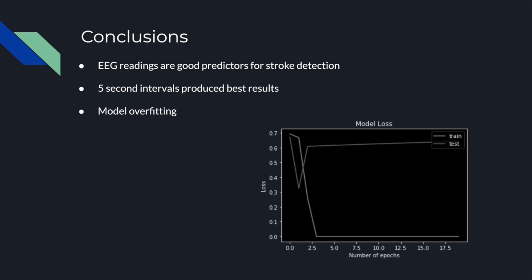We had several conclusions from working and processing EEG data. We found that EEG readings are a very good predictor for stroke detection. Because of how distinct the data was, even when the model was trained on a single patient's data, it was able to produce accurate labelings and predictions.